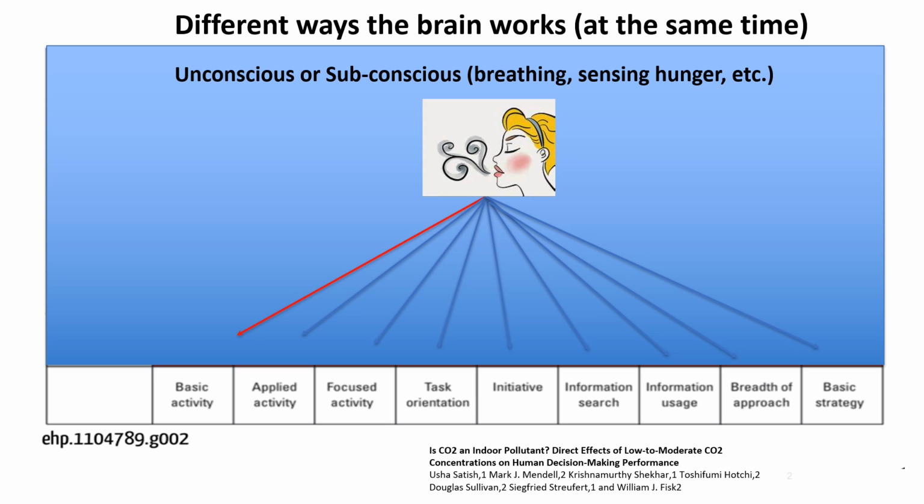What you see here is work that has been done by some of the nation's leading indoor air quality people, and it talks about different channels of the brain. We think of the brain, those of us who aren't scientists in this area, as a single organic element, but it isn't. It's a very complicated piece of machinery that has different parts that run at different times.